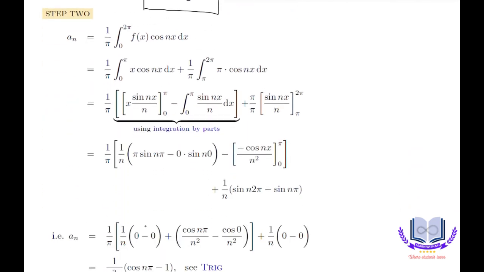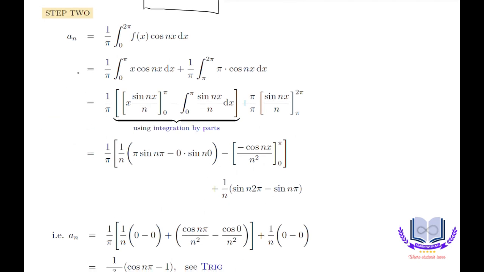Now the same we have to do for an. So for an, we will break it into 0 to pi with x cos nx, and the same x cos nx with pi to 2 pi limit. Now as I already told you, this is not a constant here. This is not for the cos n pi. But we can now directly replace it with 0 because their limits are from pi to 2 pi.